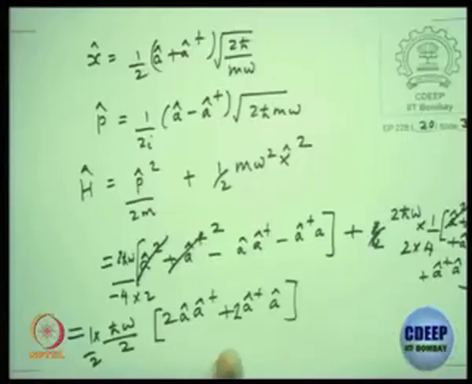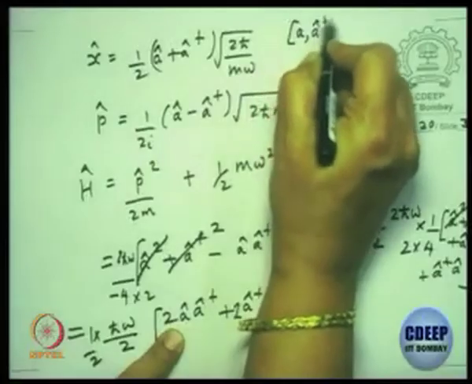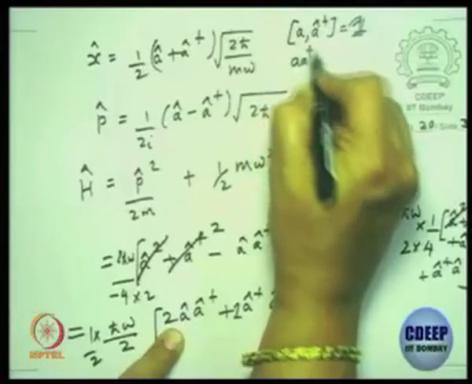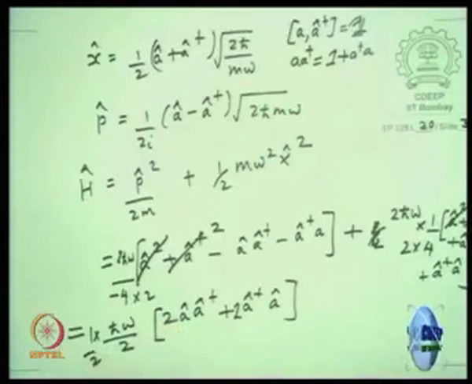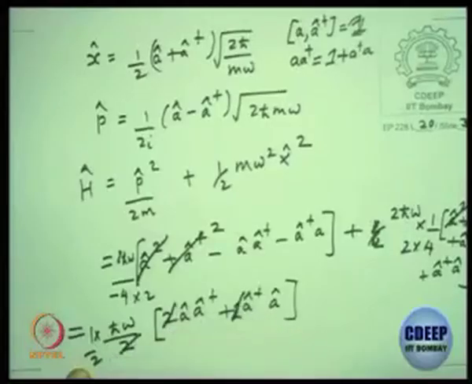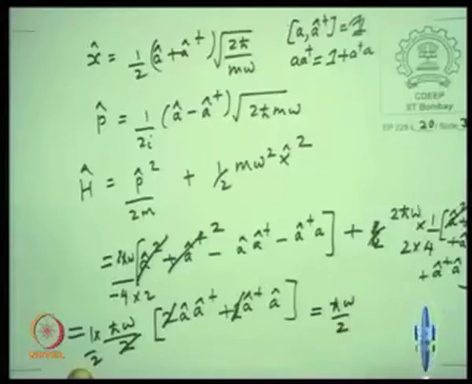Can you simplify this? Use the fact that the commutator of A with A dagger is 1, which means A A dagger is 1 plus A dagger A. Fine? So if you use this for the first term, let me cancel the 2. This can be simplified as h cross omega by 2.